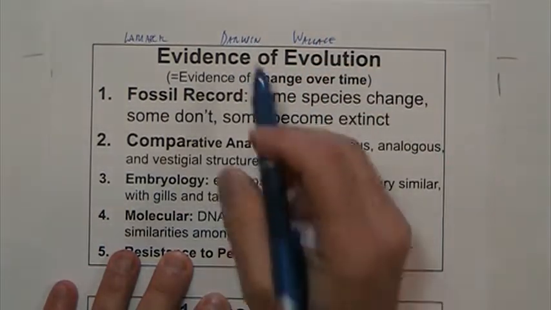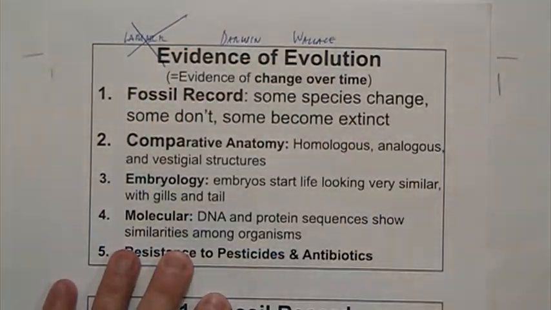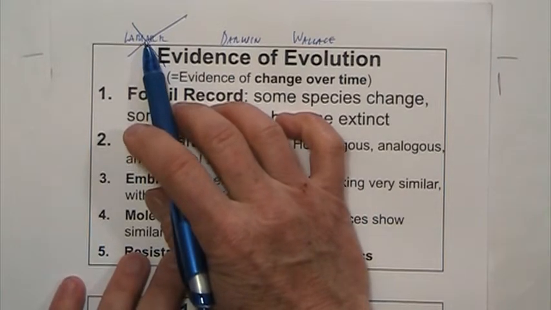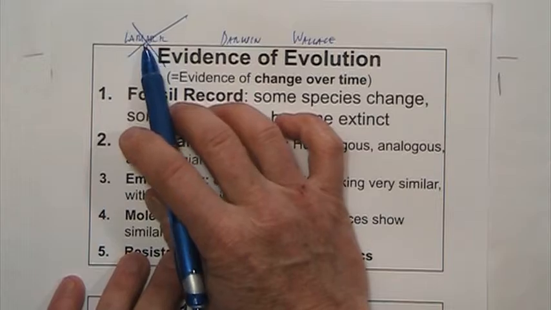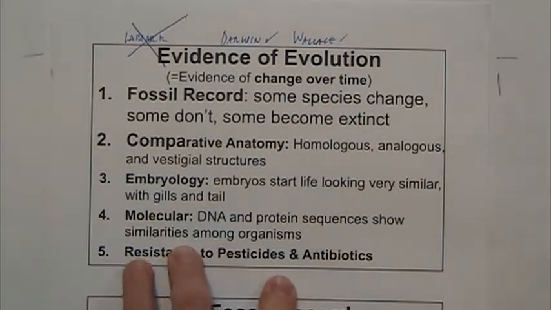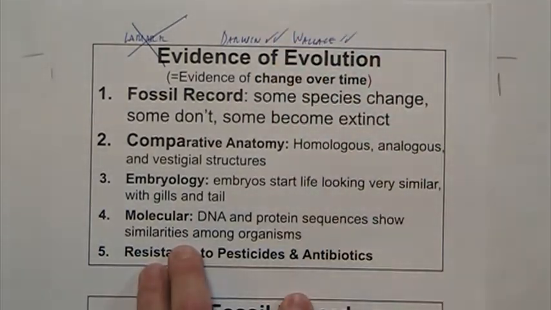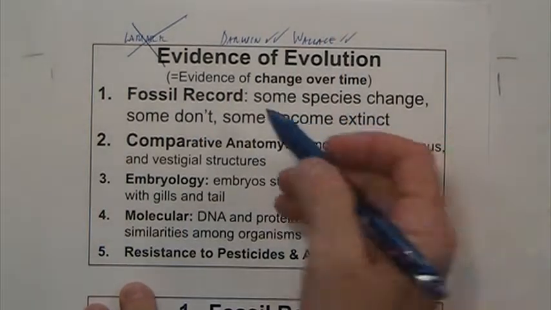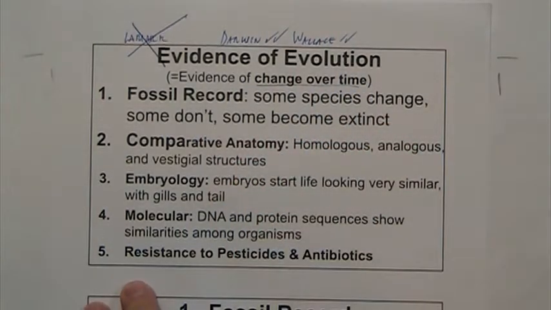We know that of these three, Lamarck did notice that organisms change over time, but his explanation of acquired characteristics was not supported by evidence. However, the mechanism of change over time proposed by Darwin and Wallace, based on the principle of natural selection, is supported by all the observations and experimental work done. So today we're going to go over what kind of data we have to support this idea that organisms do change over time.